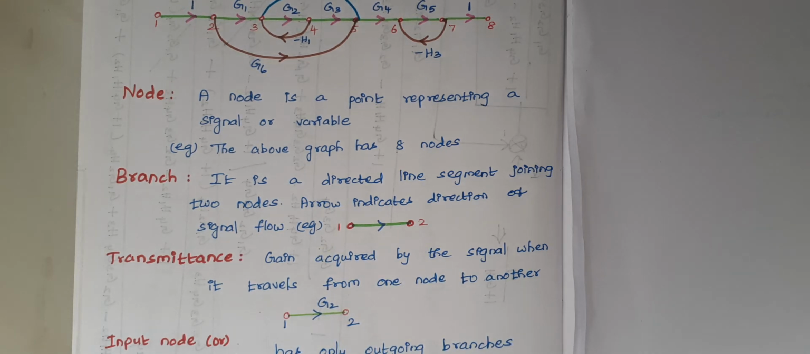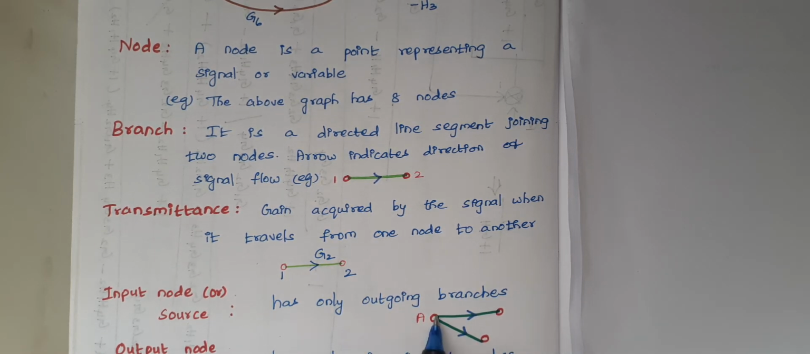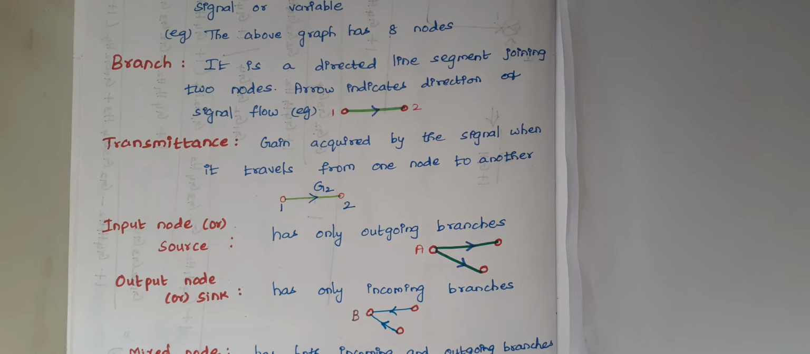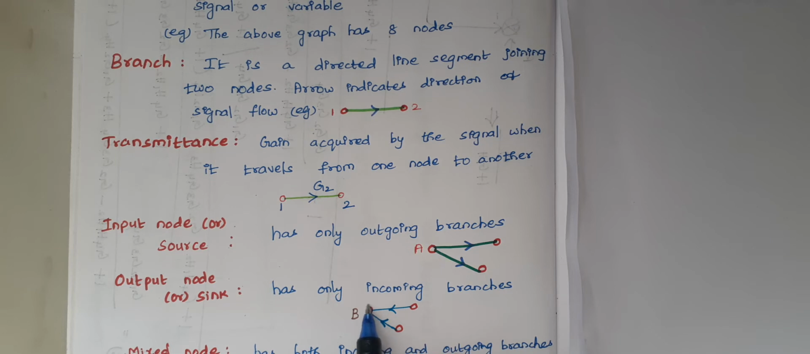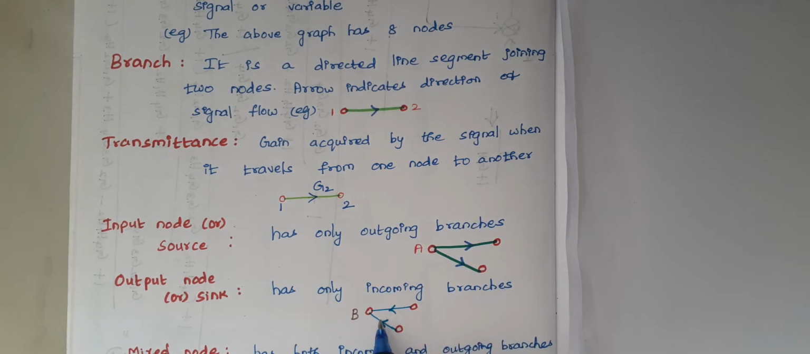Then the next one is input node or source node. The input node or source has only outgoing branches. For example, consider a node A. This node A is the source, and from the source there will be only outgoing branches. Then the next one is output node or sink. A sink is a point where it receives all the outcomes, so it has only incoming branches. Here B is the example for the output node, since only signals come towards B, whereas in the case of A, the signals flow outward from A. So A is known as source and B is known as sink.